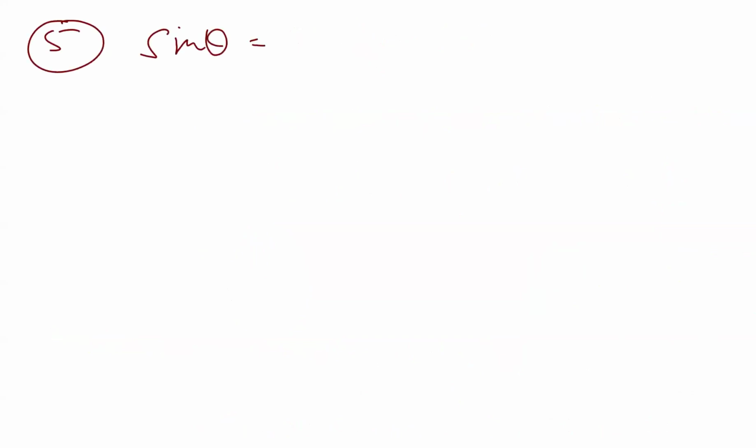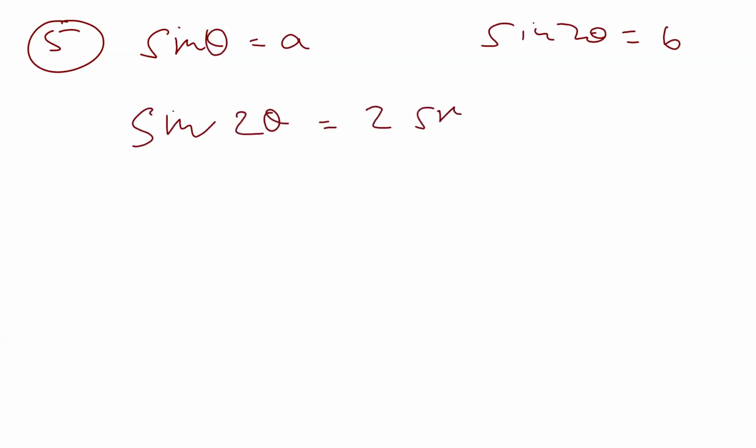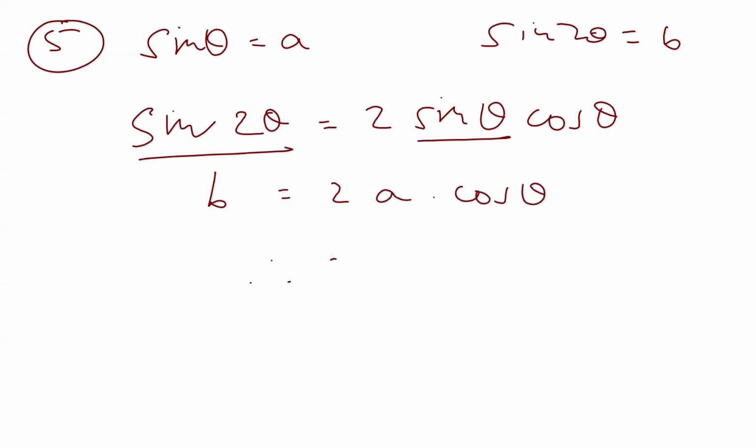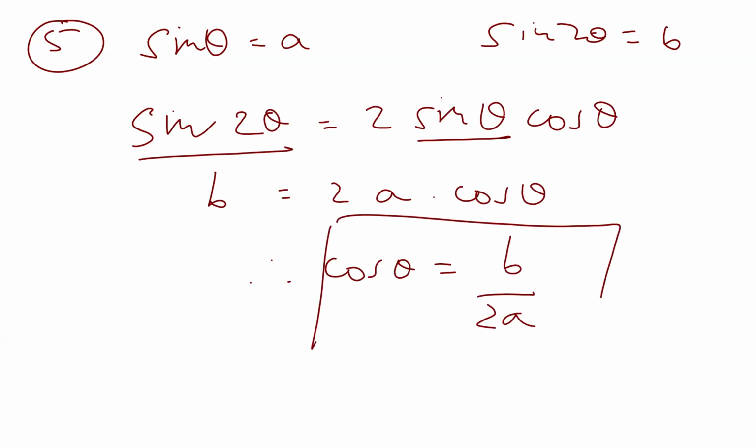Sin theta is equal to A. Sin 2 theta is equal to B. First, we need to find out the value of cos theta in terms of A and B. Okay, so sine 2 theta is nothing but 2 sine theta cos theta. Okay, so sine 2 theta, the value is B, sine theta, the value is A, into cos theta. Therefore, cos theta is equal to B upon 2A. Fine.